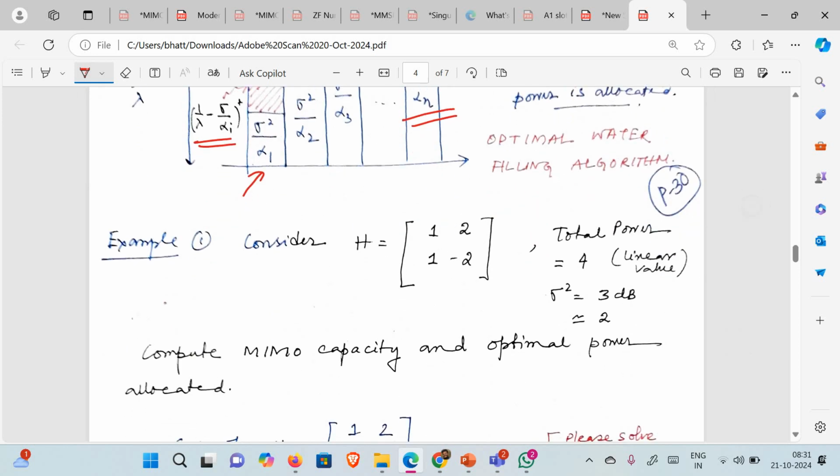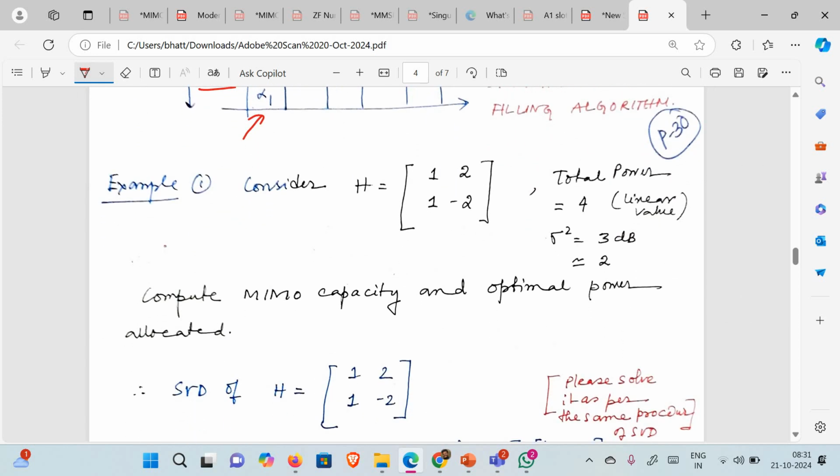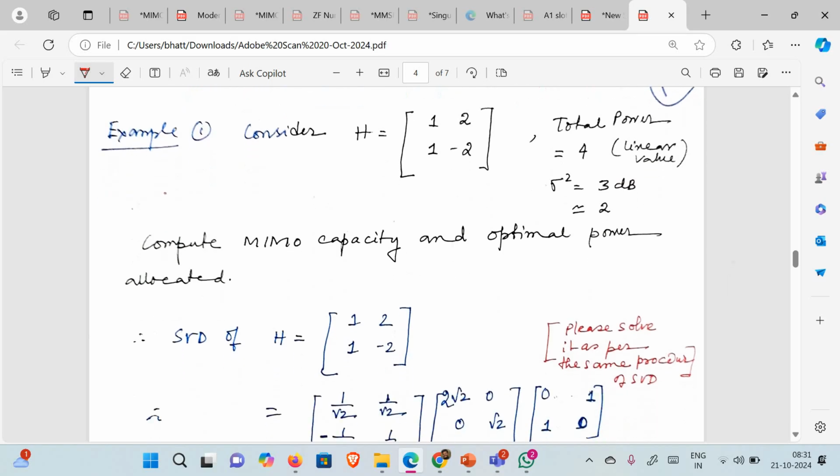Correct? So let's see a solving question. Please understand and focus on this question, because you will be able to do it very simply if you follow the steps I told you. Suppose you are given an H matrix. This is very similar to the SVD question which we have done in our CAT 2 as well as the practice problem which we have done in class.